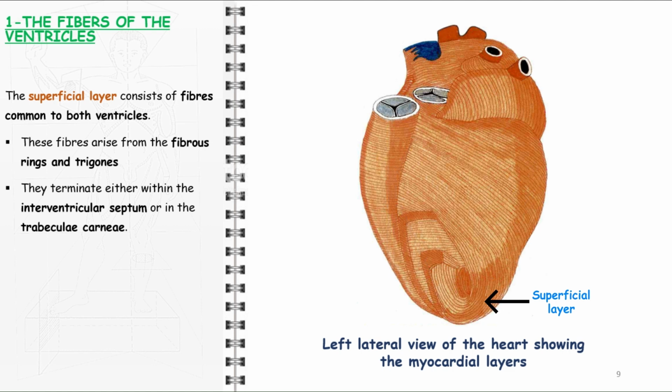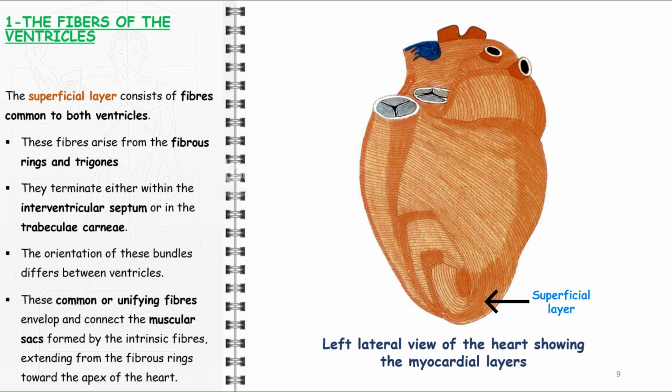The orientation of these bundles differs between ventricles: left to right for the left ventricle, and right to left for the right ventricle. These common or unifying fibers envelop and connect the muscular sacs formed by the intrinsic fibers, extending from the fibrous rings toward the apex of the heart.